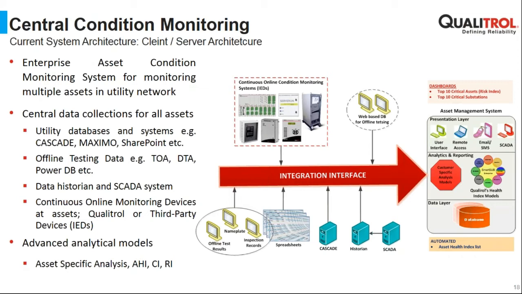And the big thing is that the central condition monitoring system, wherever it is installed, whether in the headquarters or somewhere in the cloud, should be collecting data from the online condition monitoring system, from offline condition monitoring and offline testing tools, and from your maintenance and inspection records. If the central condition monitoring system has data from multiple data sources, your asset health index will become more accurate.